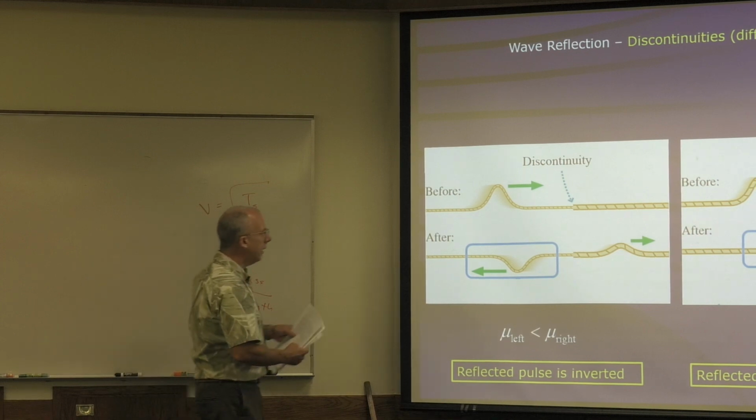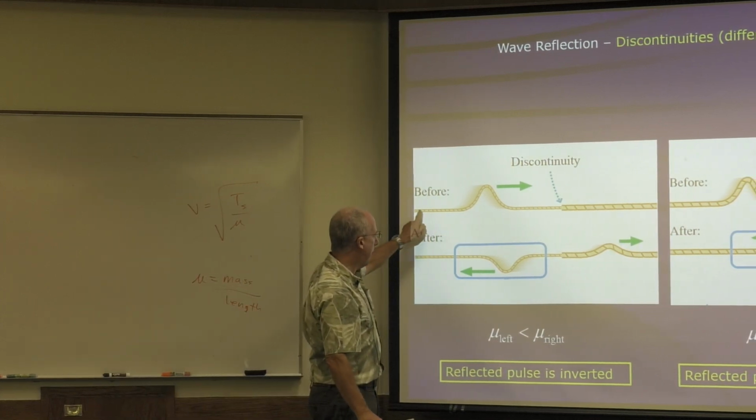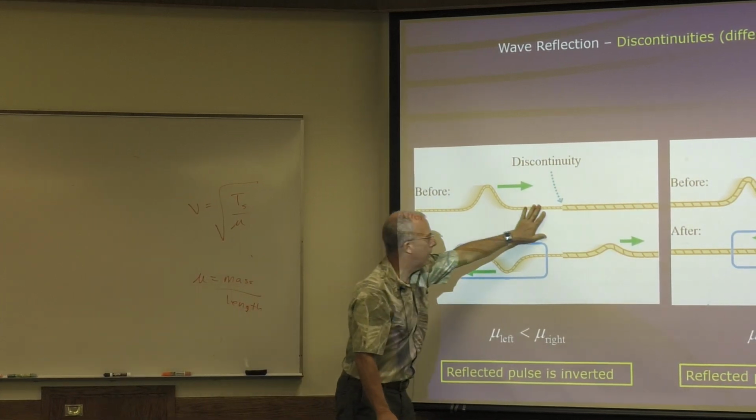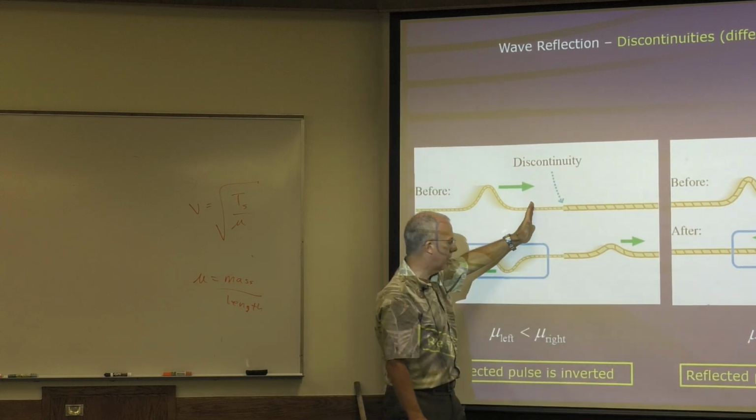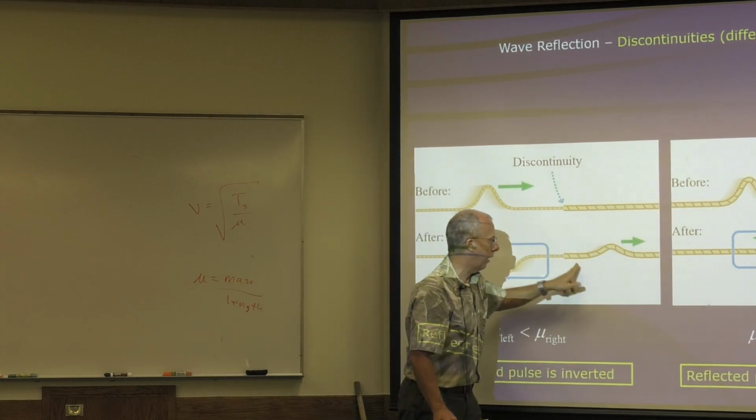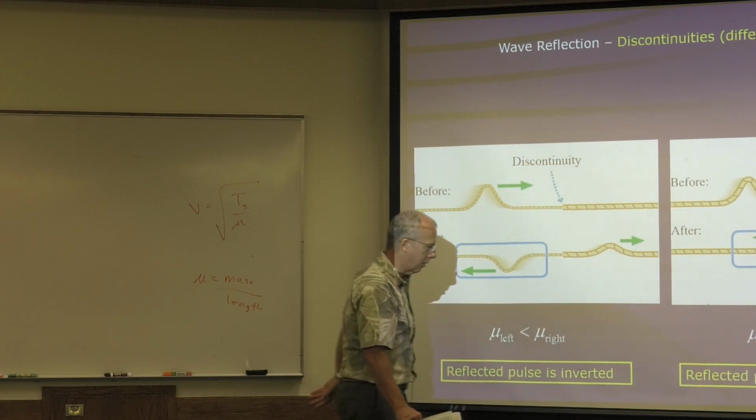Okay, so look at this. The mass per unit length over here on the left is less than the mass per unit length on the right. And it's sort of obvious, right? Just by looking at it.